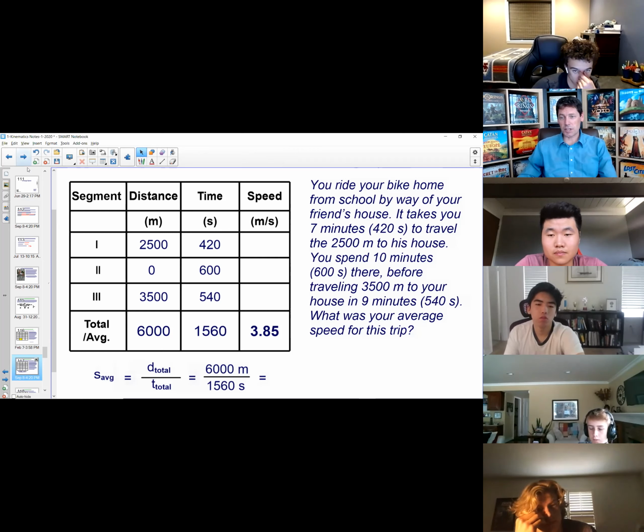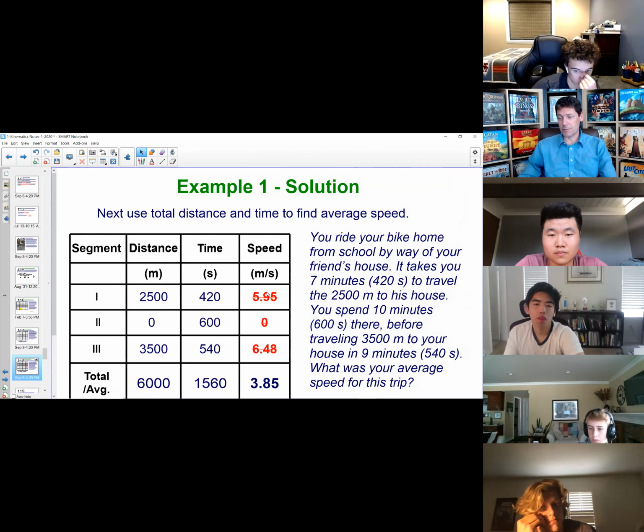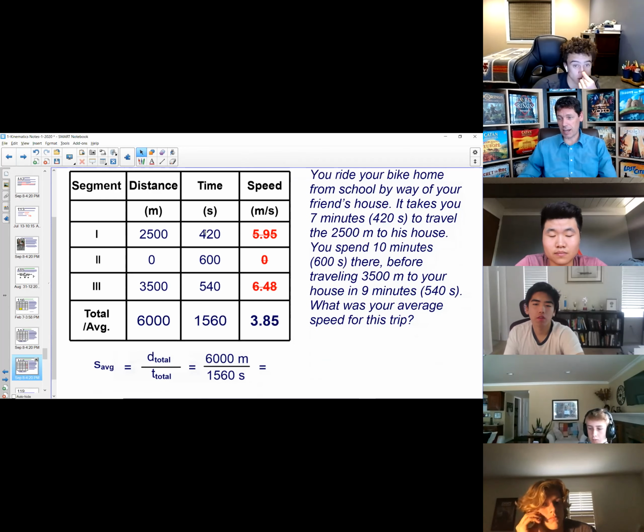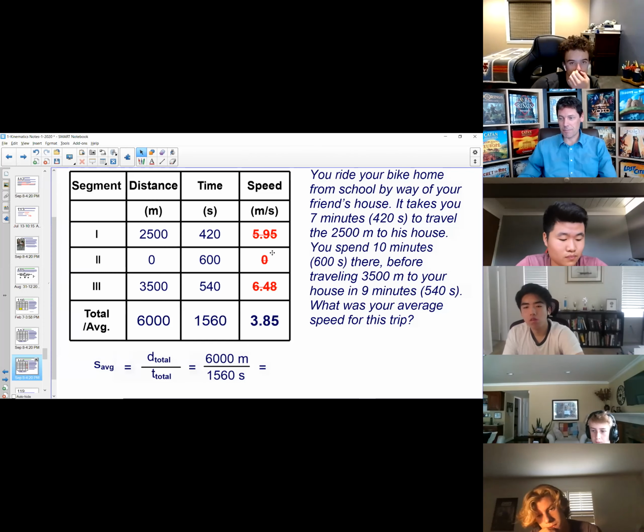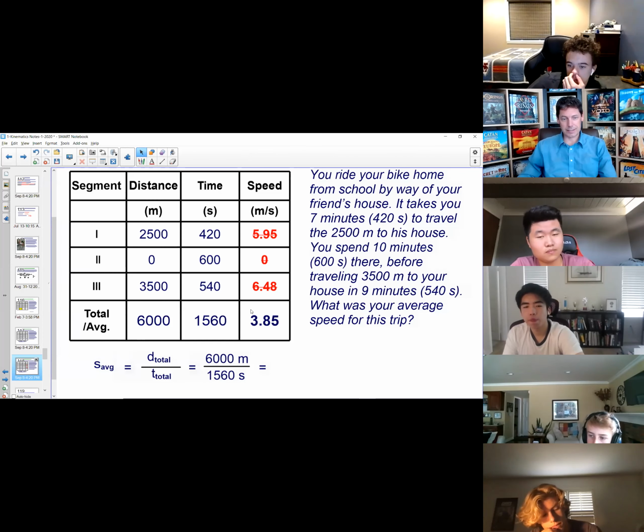All right. I just want to show you why it does not work to average speeds. So if we took this divided by that, you get 5.95. I've struck it out because I want to make sure you understand this is a method that doesn't work. That is the right number, but this is not the right method. If you take 0 divided by 600, you get 0. 3,500 divided by 540 is this. So if you average those, you do not get this.